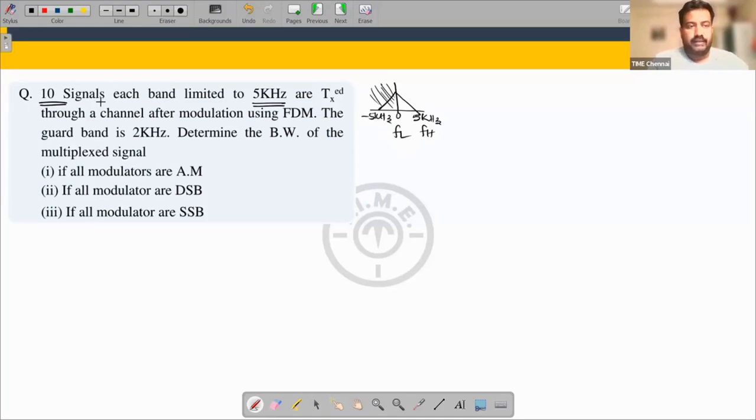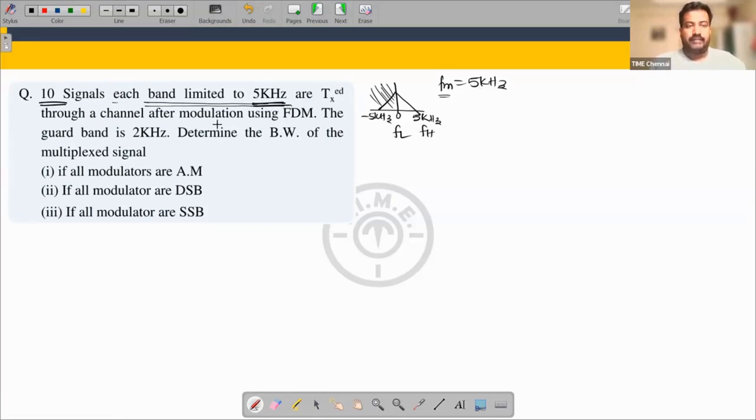So when he's saying 10 signals, each band limited to 5 kilohertz, it means bandwidth is 5 kilohertz, which means fm is 5 kilohertz automatically. The highest modulating frequency is 5 kilohertz. So whenever you see the term band limited to X kilohertz, that value will become fm automatically, the highest modulating frequency.